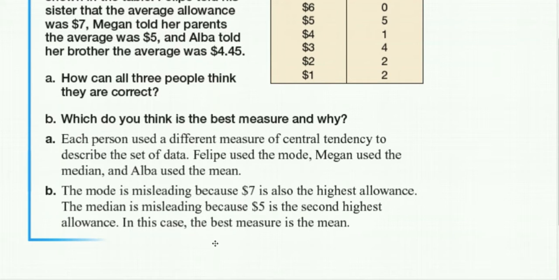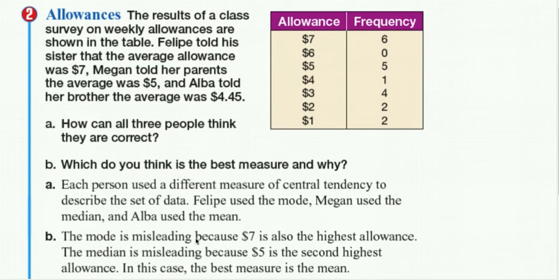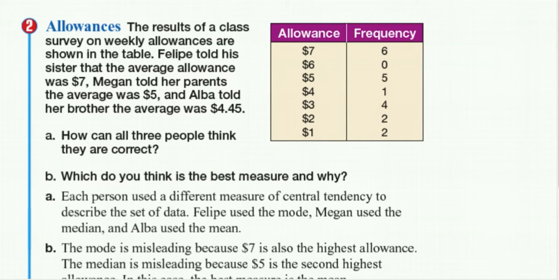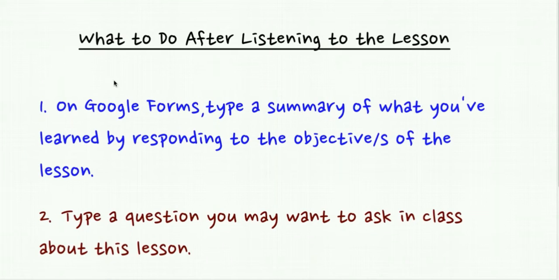So Alba was probably the most correct in terms of representing the set of data that was presented in that table. Okay, lesson done. On Google Forms, type a summary of what you've learned and type a question you might want to ask in class about this lesson.